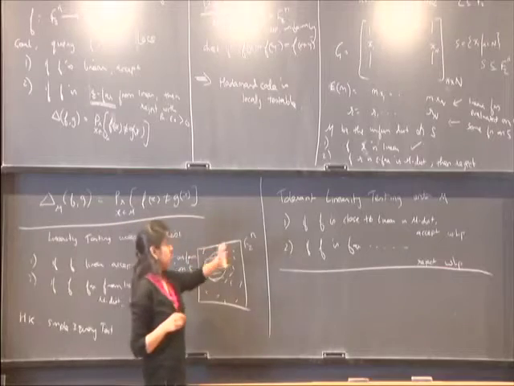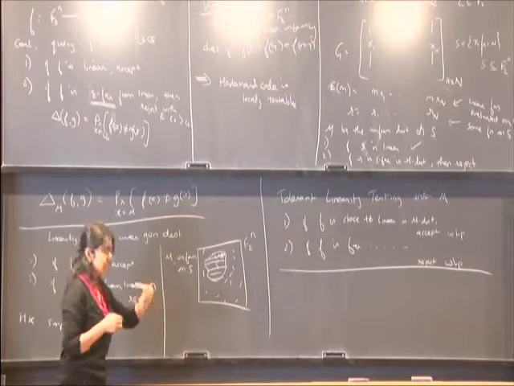Okay, so given that if f is close, you want to accept, and if f is far, you want to reject.